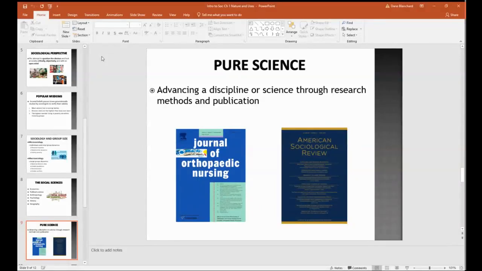Let's talk now about the difference between pure science and applied science. Pure science is research within a discipline. Its main objective is to advance a discipline to the next level, to develop hypotheses, to gather data, to test those hypotheses, to develop sound theories, to advance a discipline like sociology or orthopedics or nursing or business or therapy or whatever it is. Its main objective is to take a discipline to the next level through research and also through publication.